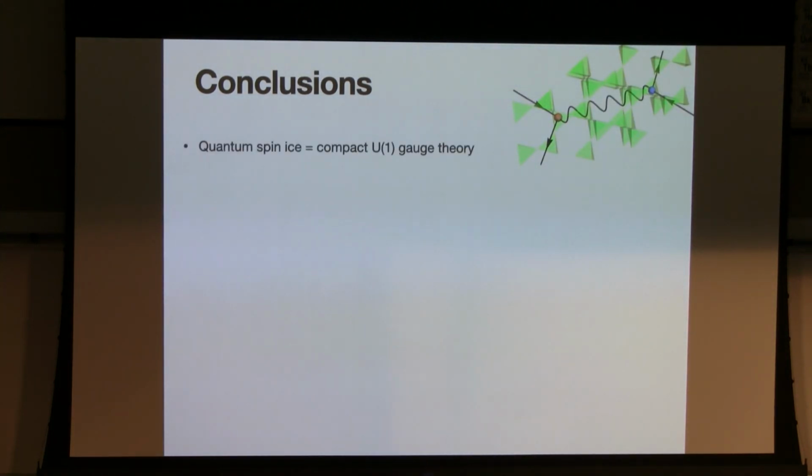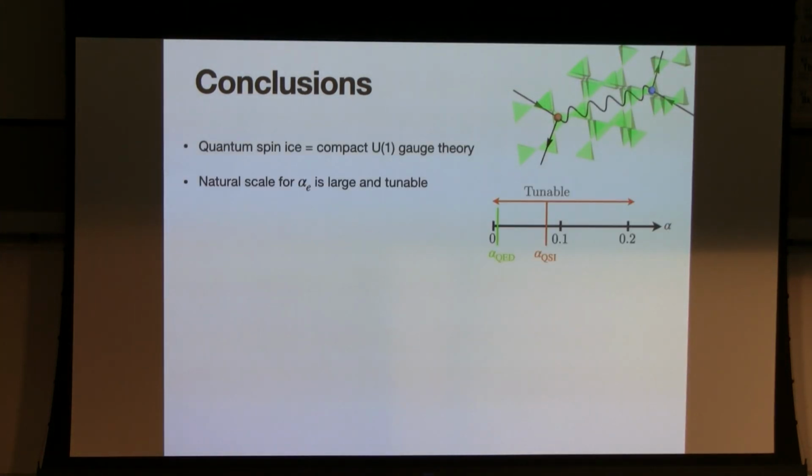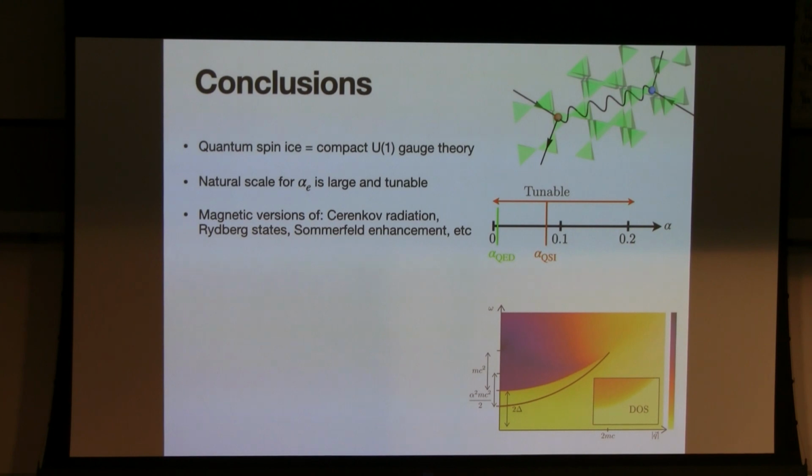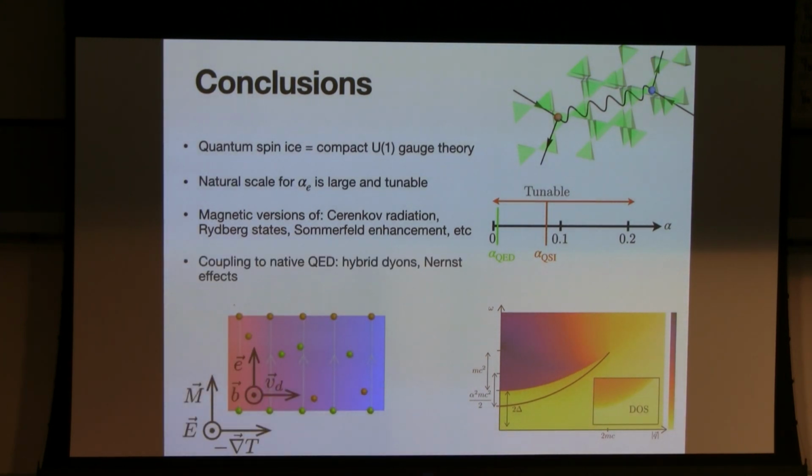So in conclusion, quantum spin ice, compact U(1) gauge theory. The natural scale for alpha is large, in the sense of a tenth, and tunable. There are magnetic versions of all these sort of nice effects: Cherenkov radiation, Rydberg states, Sommerfeld enhancement, et cetera. And we believe that the long wavelength couplings between real electromagnetism and this emergent thing can lead to maybe this measurable Nernst effect. So, thank you very much.